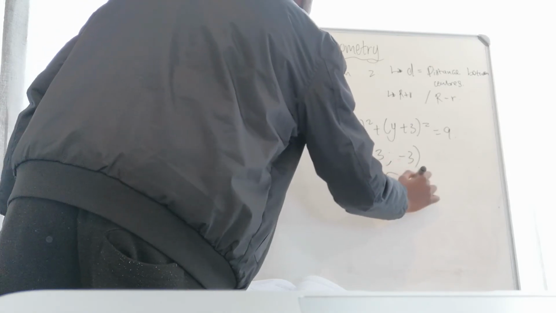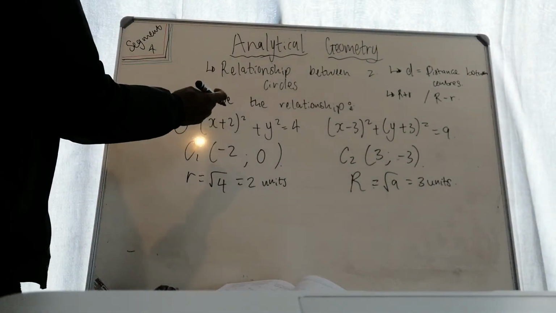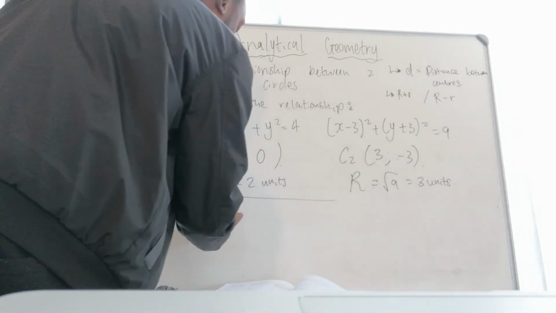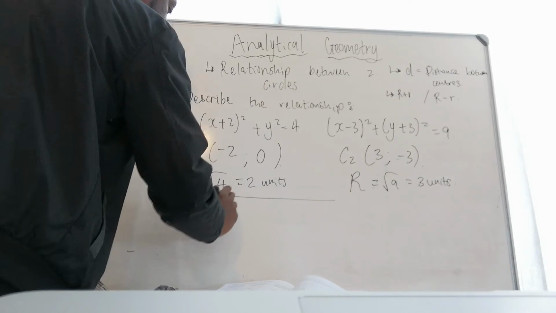Big letter because it's going to be a square root of 9, and the square root of 9 is just 3 units. Right? What else do I need to calculate? I need to calculate d. And what is d? It's just the distance between these two guys, C1 and C2.